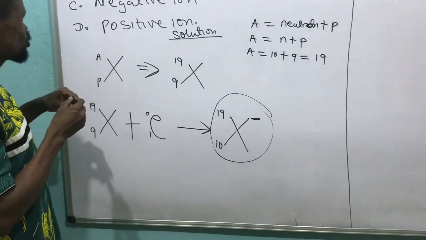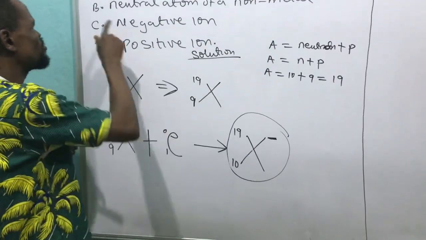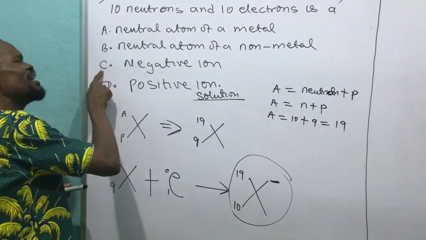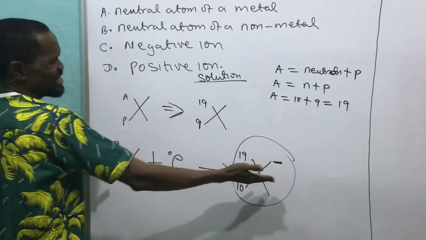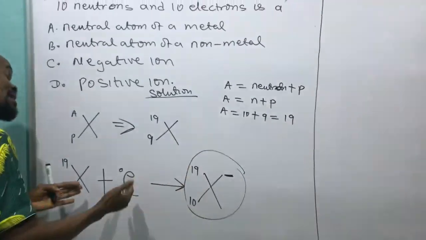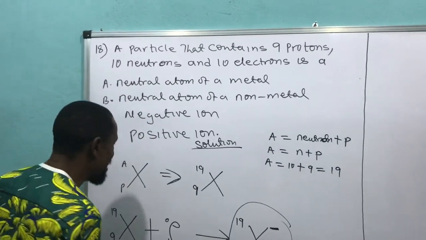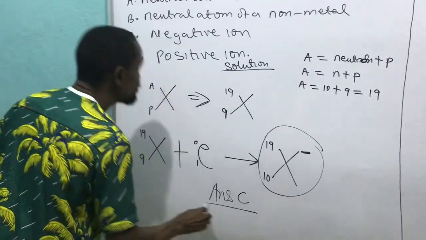If I go to the options, I see option A, neutral atom. It's no more a neutral atom. B, neutral atom. It's no more a neutral atom. C is a negative ion. Then D, positive ion. It's not a positive ion because it didn't lose an electron. This element gained an electron, so it is a negative ion. So my answer is option C, which is negative ion.